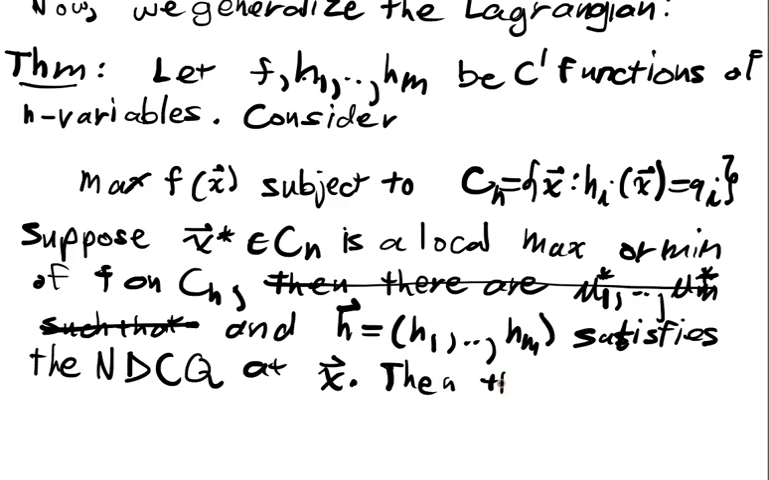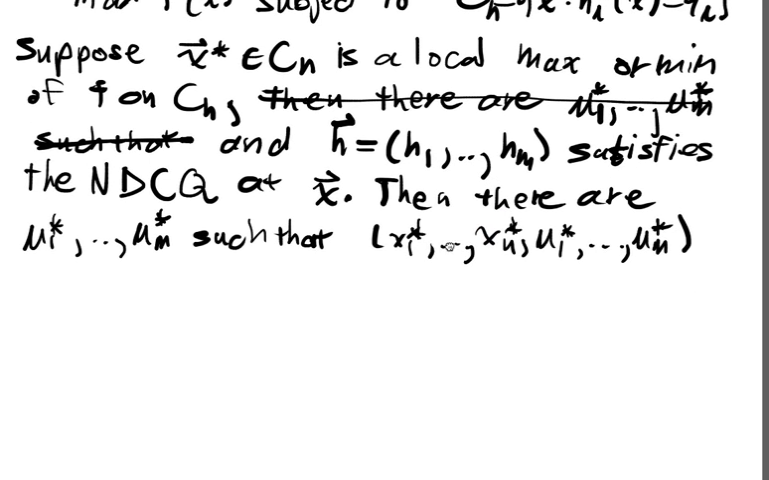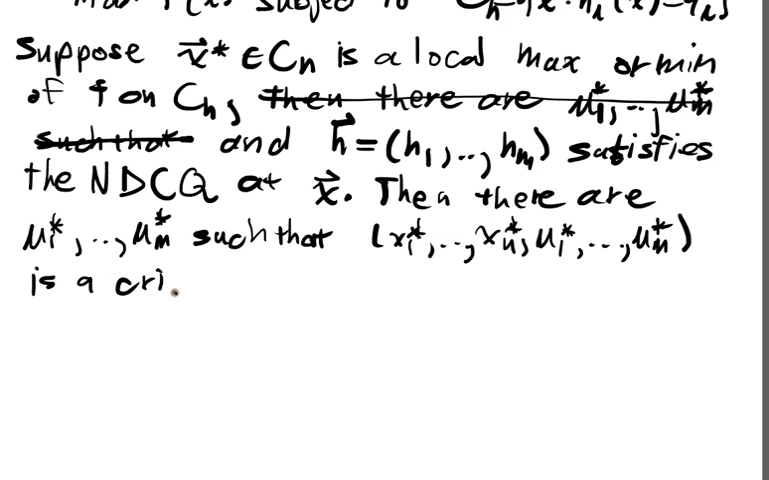Then there are Lagrange multipliers mu1 star up to mu m star such that x1 star all the way up to xn star, mu1 star up to mu m star, this point is a critical point of the Lagrangian.